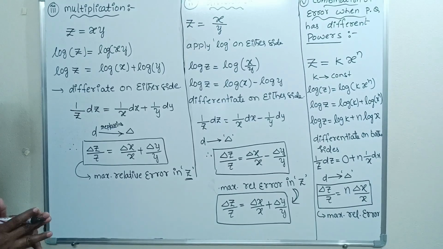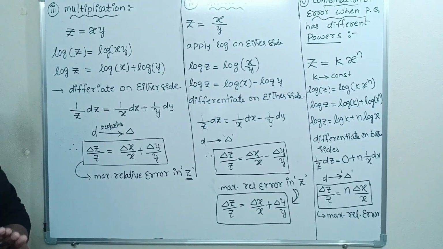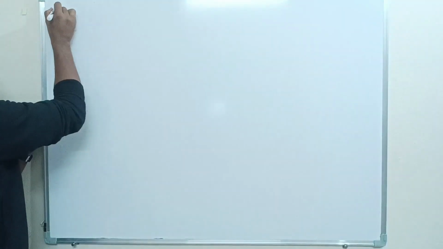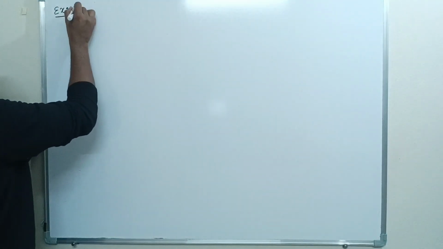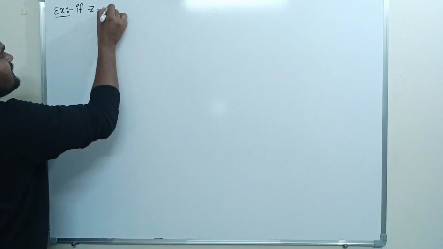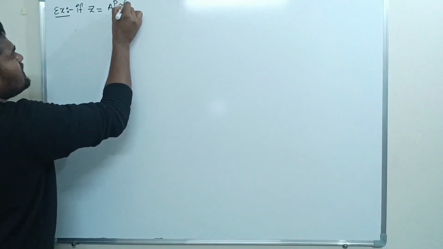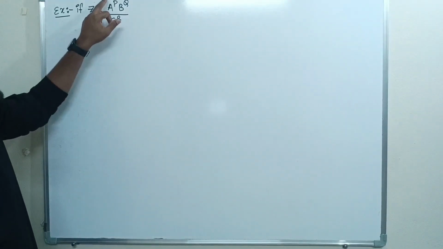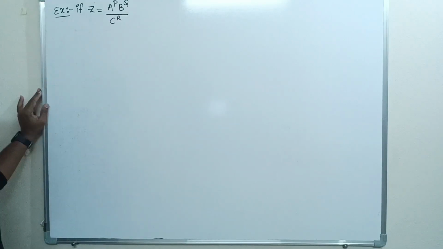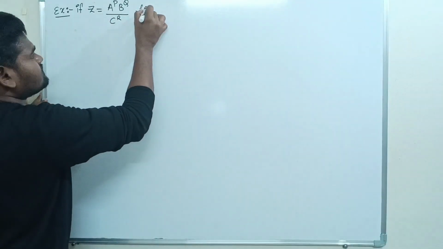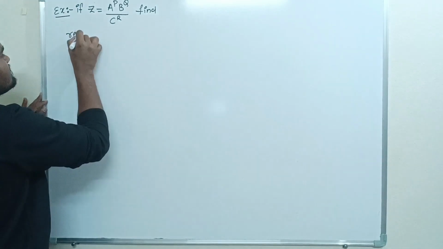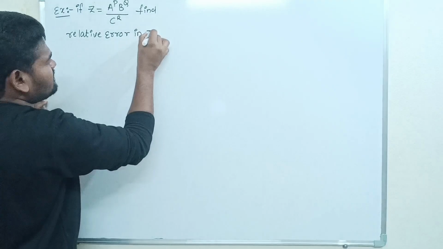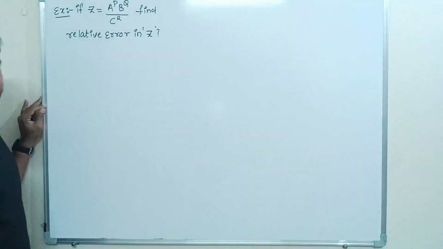Is it clear? Right. So 3, 2, 1, go. Let us see an example. If z is equal to A power P, B power Q divided by C power R, find the relative error in Z.